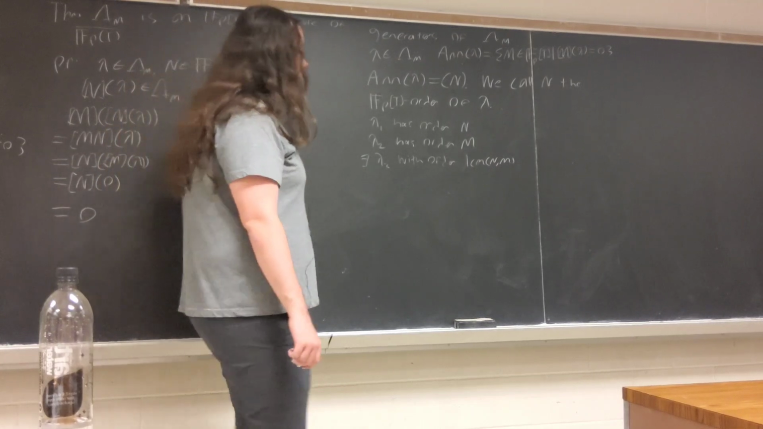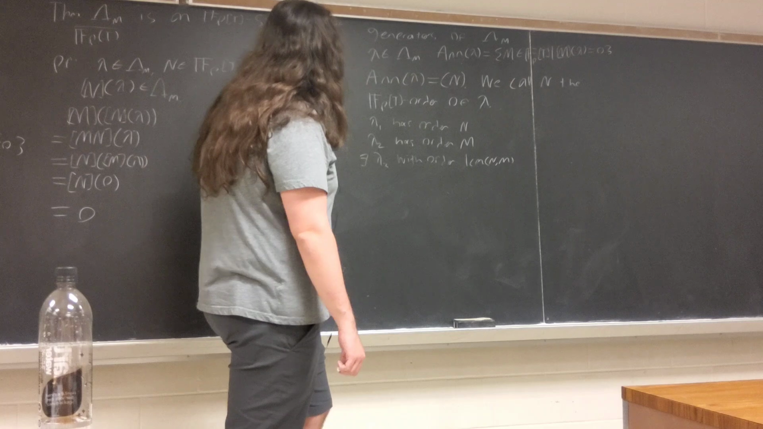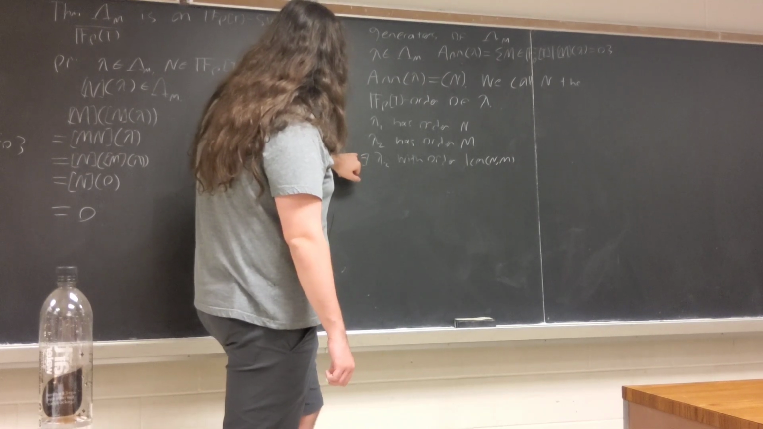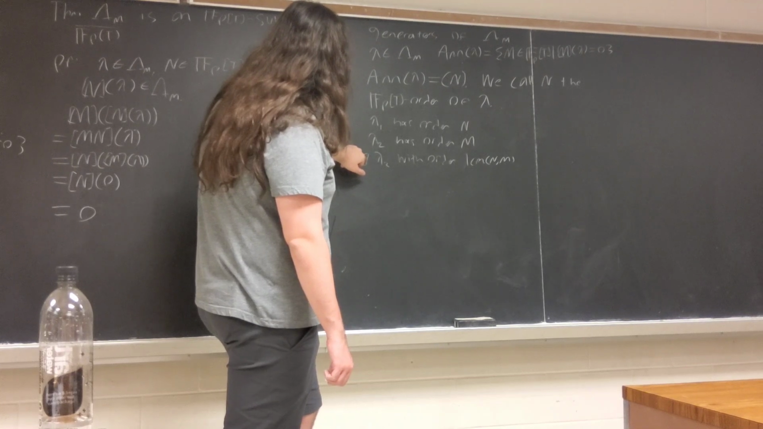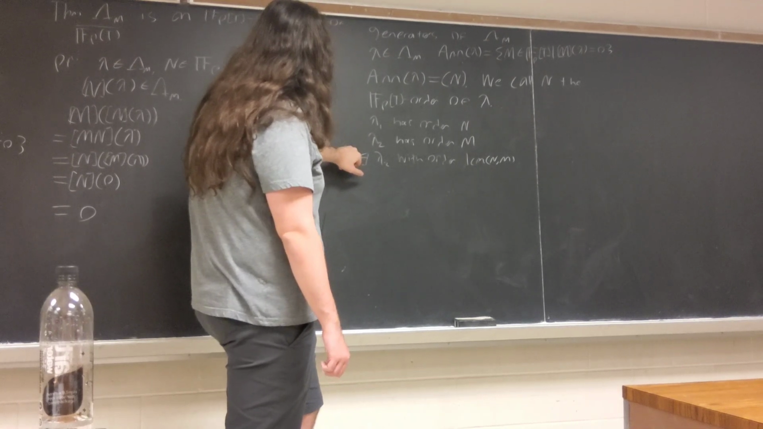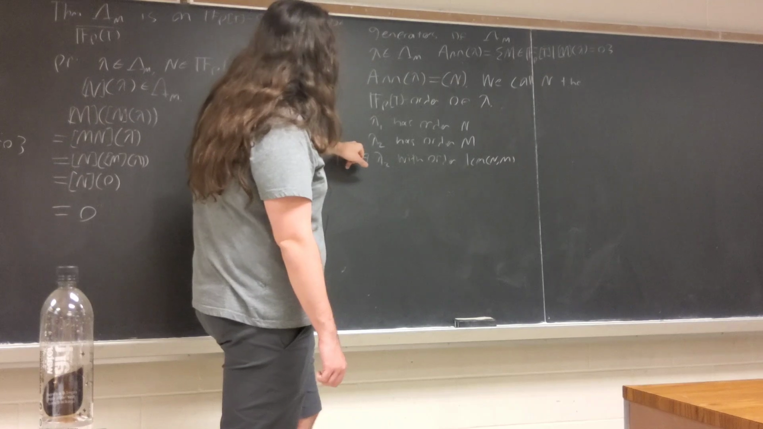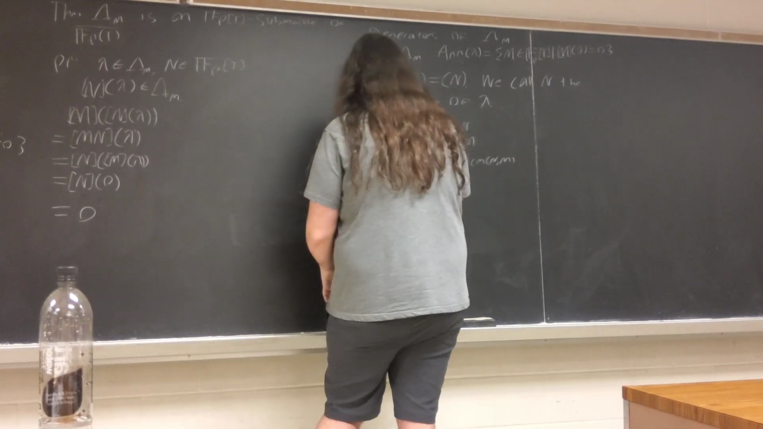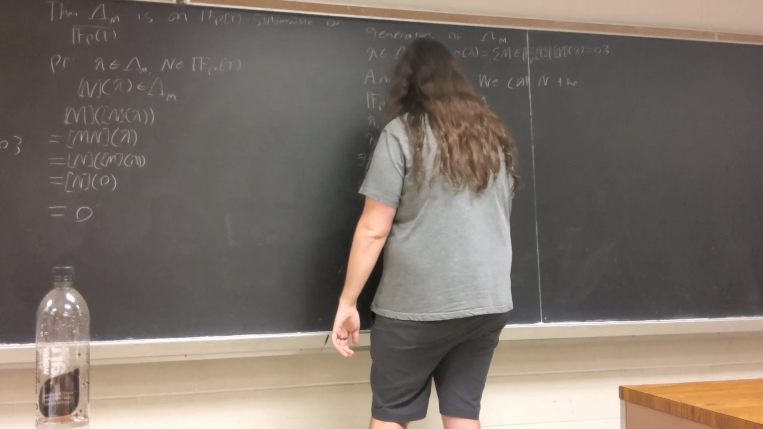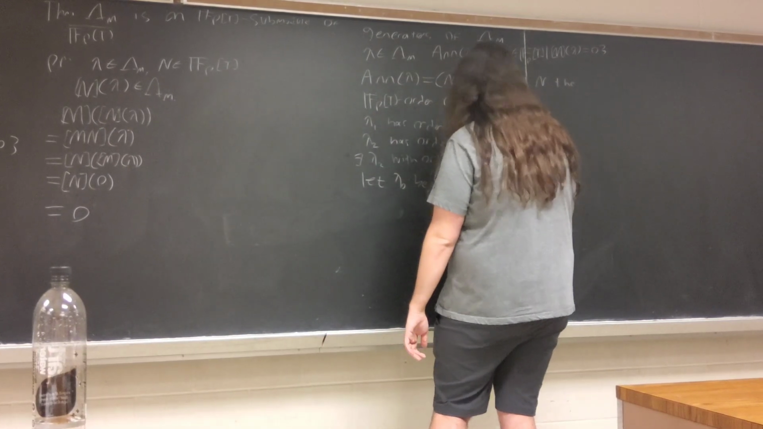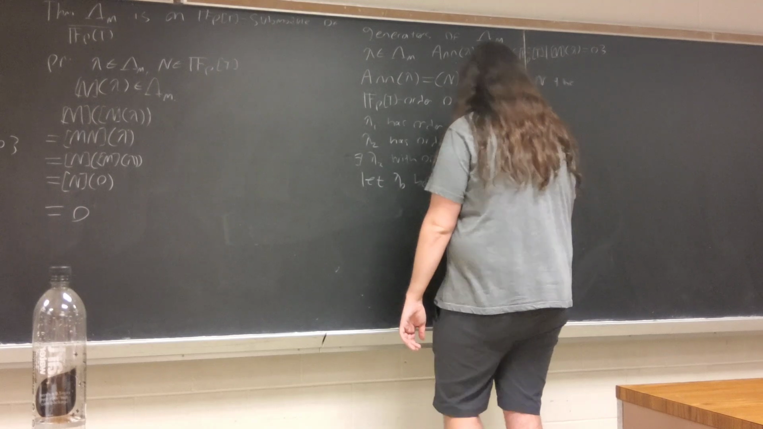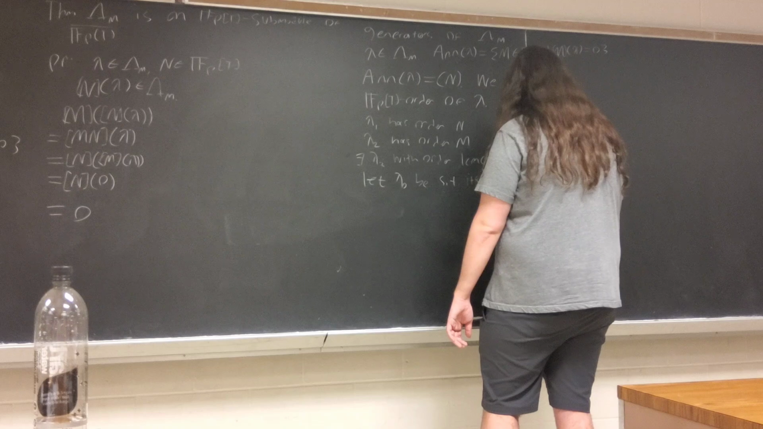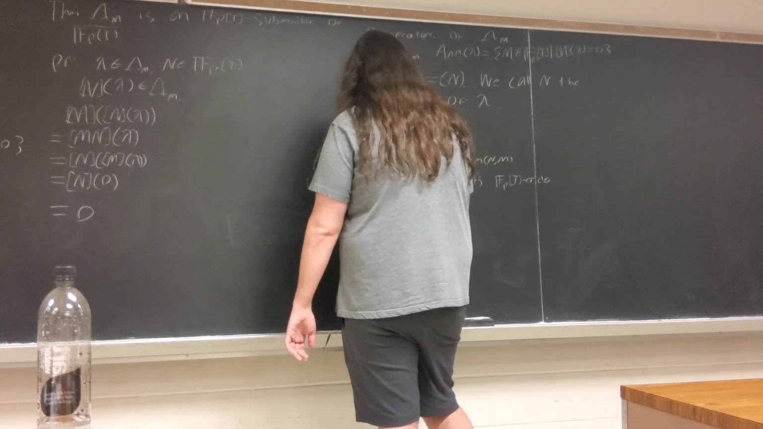And what this tells us is that if we pick this n to have maximal degree, then everything else has to divide it. So if we say let lambda 0 be such that its Fp[T] order has maximal degree.